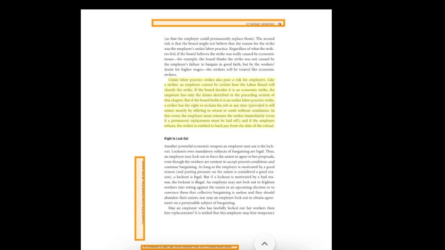In this event, the employer must reinstate the striker immediately, even if a permanent replacement must be laid off, and if the employer refuses, the striker is entitled to back pay from the date of the refusal. Right to lockout.